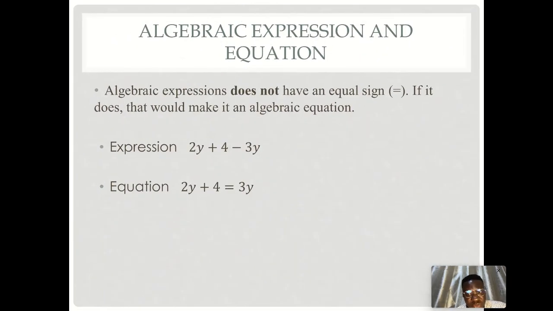Let's look at the difference between an algebraic expression and an algebraic equation. Now, the main difference is the equal sign. The expression doesn't have the equal sign. Look at it. There is no equal sign here. In the first expression, there is no equal sign. But when an equal sign is introduced, then it becomes an algebraic equation.